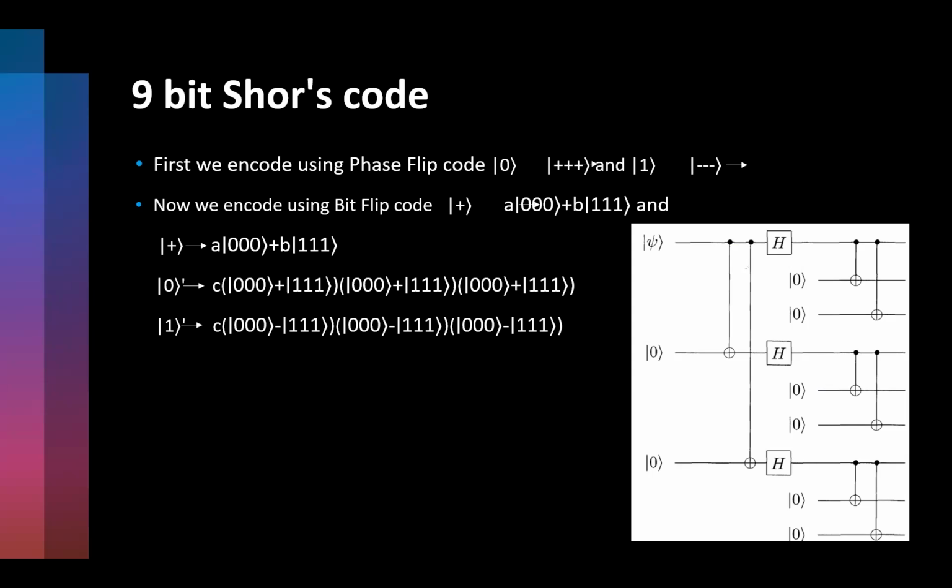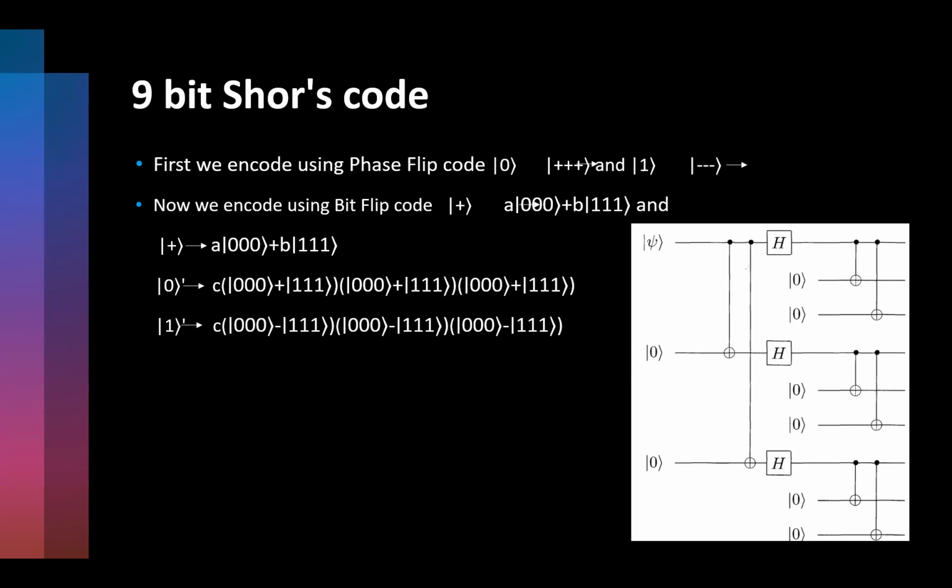So it will become 3 to 9 bit. So our 0 will be transformed. 0 will become some constant C, 000 plus 111. So now we have 3 copies, like so: 000 111, 000 111, 000 111.